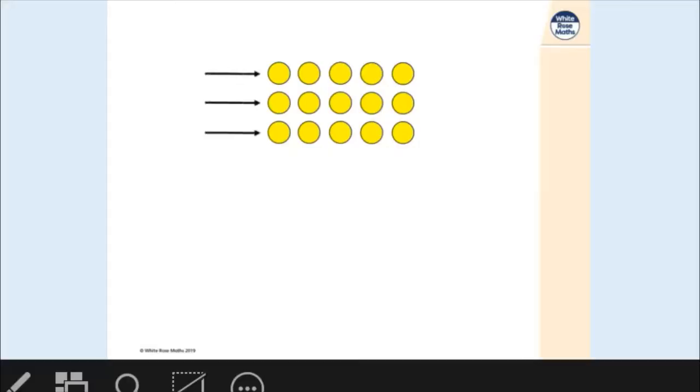How many rows have we got? We've got 3 rows, so this is where our multiplying by 3 comes in. We've got 3 rows, and how many counters are in each row? 1, 2, 3, 4. There are 5. So we've got 3 rows of 5. How are we going to write that as a number sentence? 3 times 5. And that equals 15.